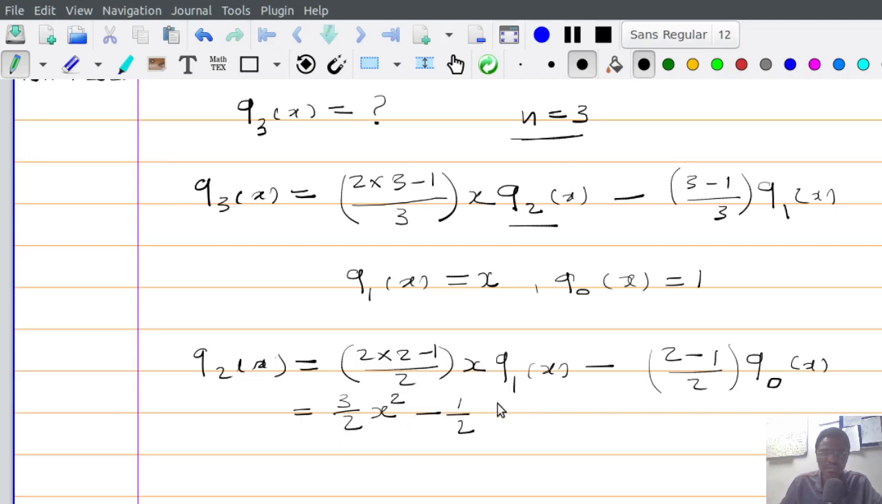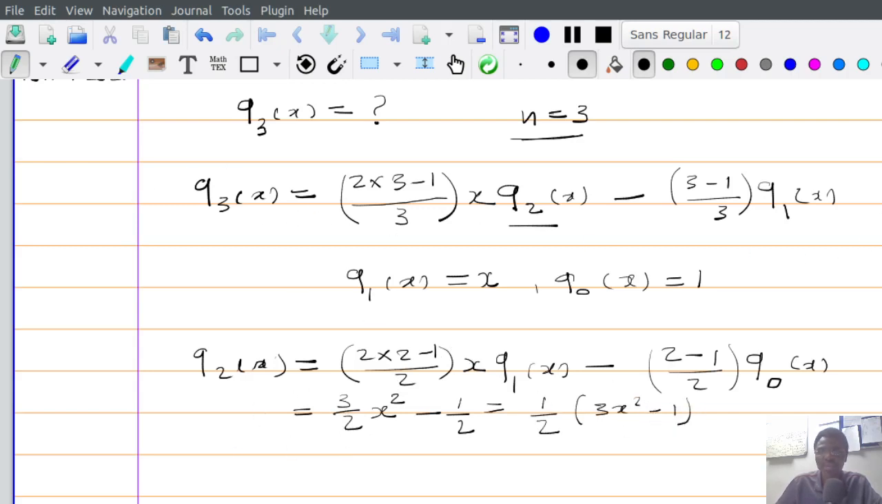You can even factor if you want. But is that necessary? Let me see. This is 6 minus 1, 5. It will not cancel with this. It's not that necessary, but if you want, we can see that this is 1/2 (3x squared minus 1). So it will depend.